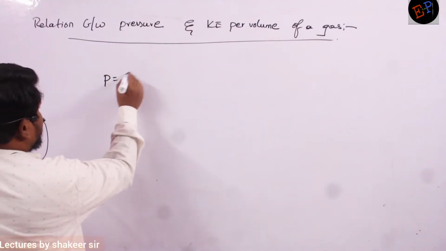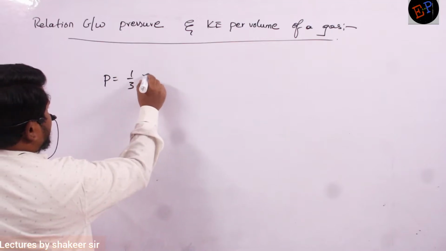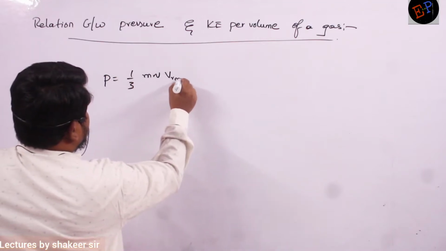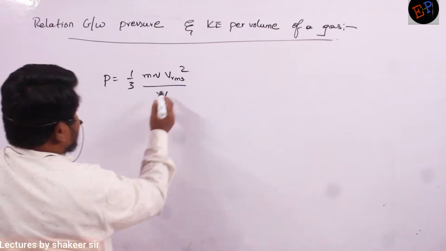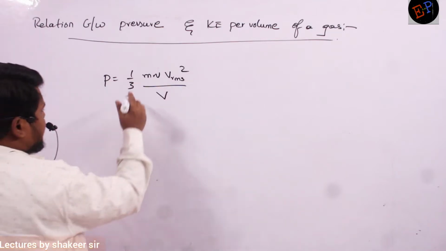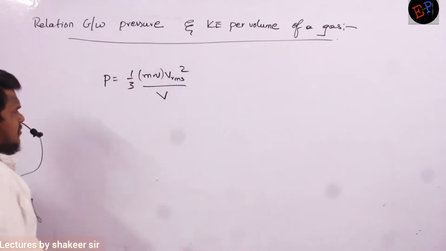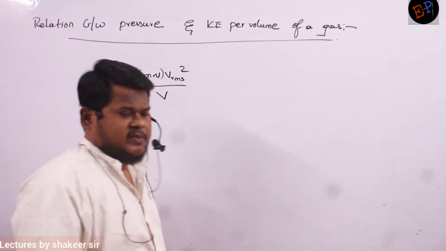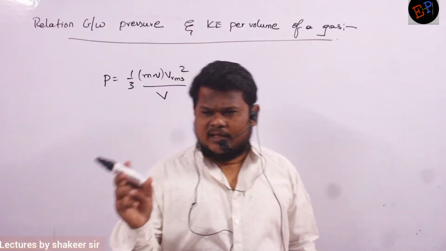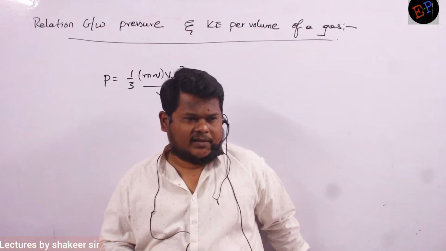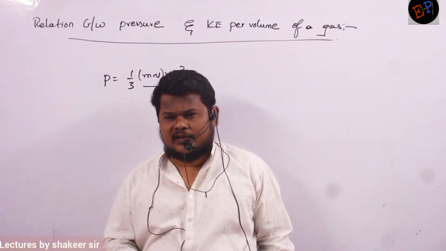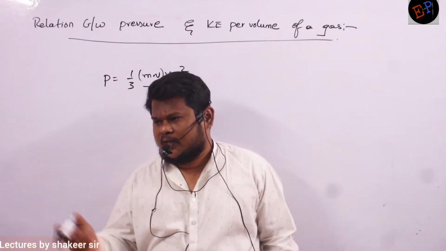Pressure is equal to 1 by 3 m n v RMS square divided by V. This is the equation of pressure. So what is m into n here? Total mass of the gas. Small m is the mass of a single gas molecule or single gas atom. N is the number of molecules which we have. So n into m will give the total mass of the gas.